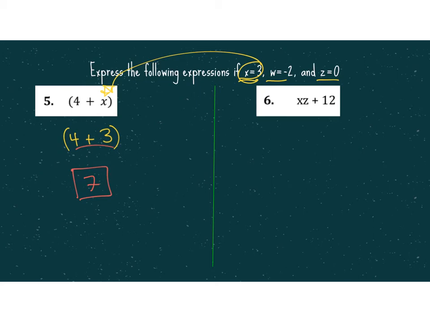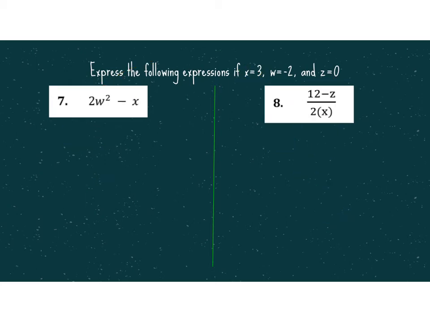Okay. If I take a look at number 6, I have x times z plus 12. Now, if you think back to middle school when you guys talked about multiplication, multiplication can be implied. When you have no symbol or operation between two variables, that means they're being multiplied together. So that's x times z. So now let's plug in our values. I have the 3 times the 0 plus 12. If I take care of that 3 times 0, that just gives me 0. 0 plus 12 just gives me 12, and that's my expression.